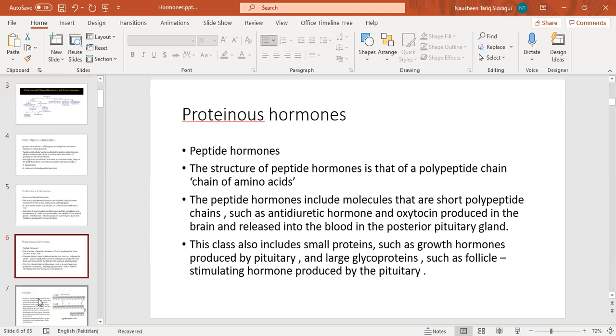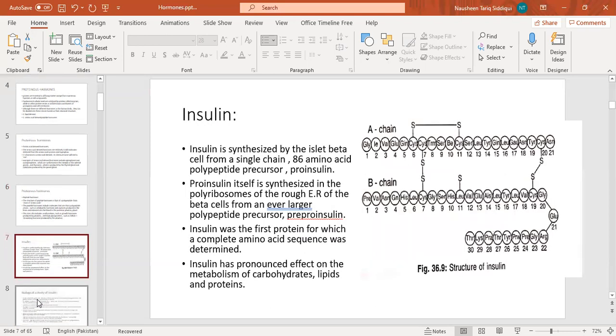This class also includes small proteins such as growth hormone produced by the pituitary gland, and large glycoproteins such as follicle stimulating hormone, which is also produced by the pituitary gland. Okay, number one, which we will be discussing, is insulin. You all know what insulin is. Insulin is basically a hormone created by your pancreas that controls the amount of glucose in your bloodstream.